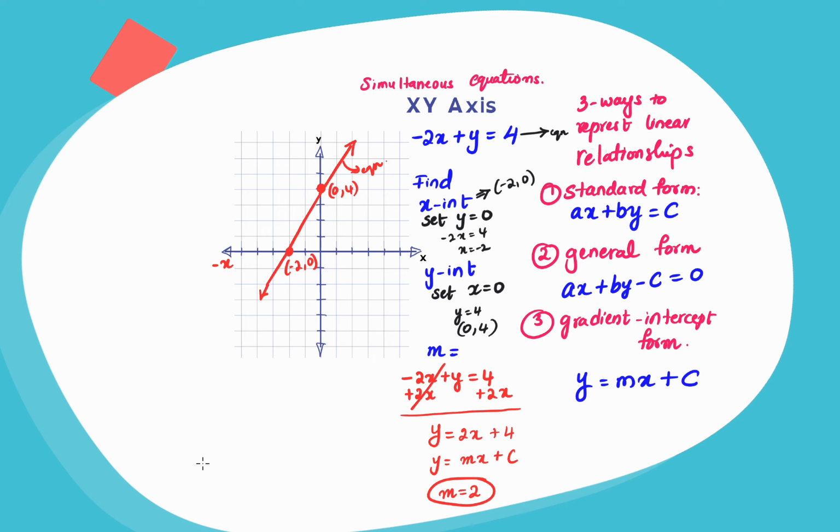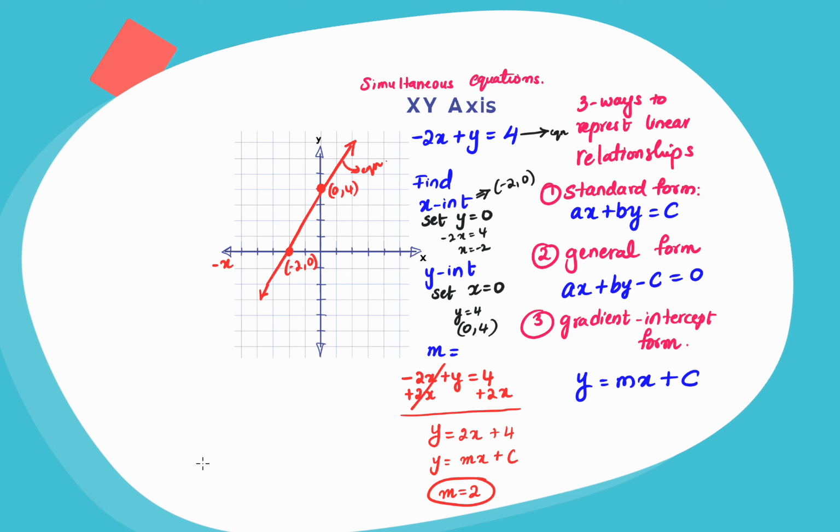But if you equate that linear equation ax plus by minus c equals 0, we treat that as general form. And then the most popular one is gradient intercept or slope intercept form of a line, which is y equals mx plus c, where m represents your gradient and c represents the y-intercept. Again, by now you all should know what a gradient, an intercept and an x-intercept are.